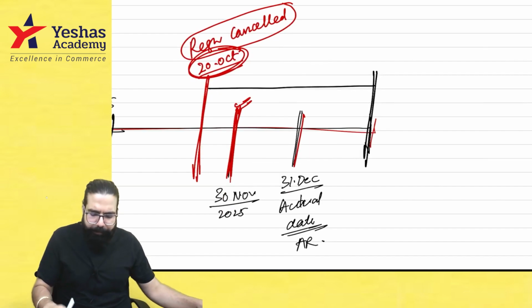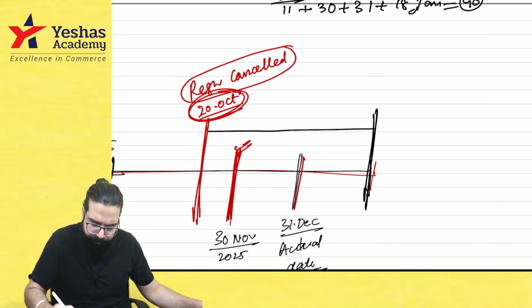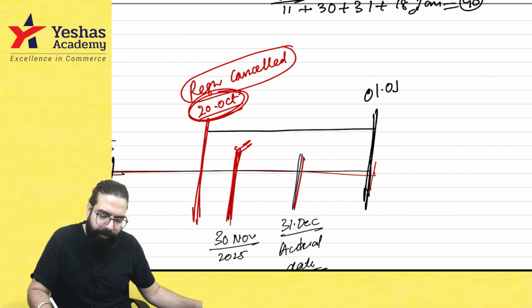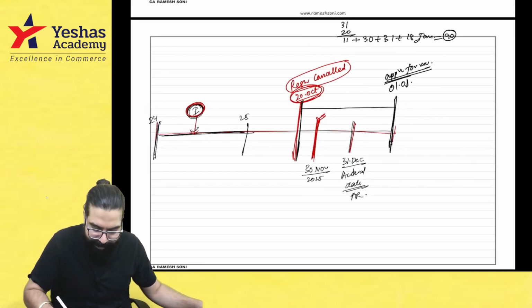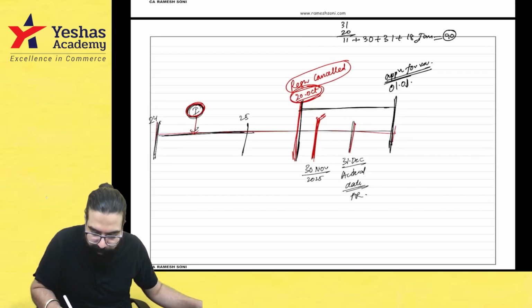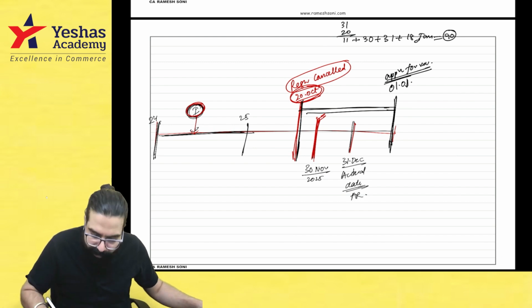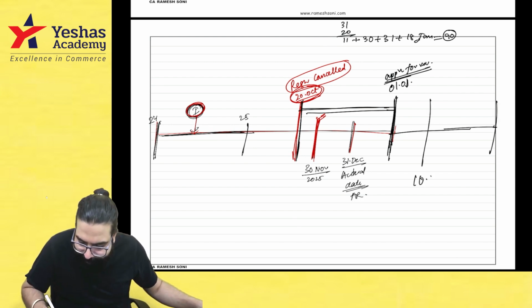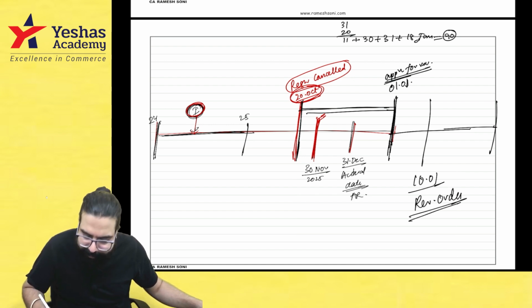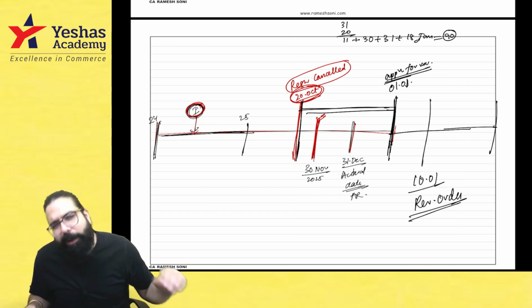For example, I applied on New Year, 1st January. I gave the application for revocation. Sir, please don't cancel my registration. You have already cancelled my registration. I applied for revocation within 90 days, on 1st January. On 10 January, they gave me a revocation order saying, okay, your registration we are reviving. We are keeping you as a registered person.